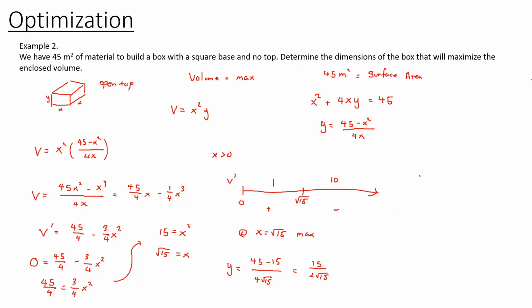So the dimensions have to be: x has to equal radical 15 meters, and y has to equal 15 over 2 radical 15 meters in order to maximize the volume.